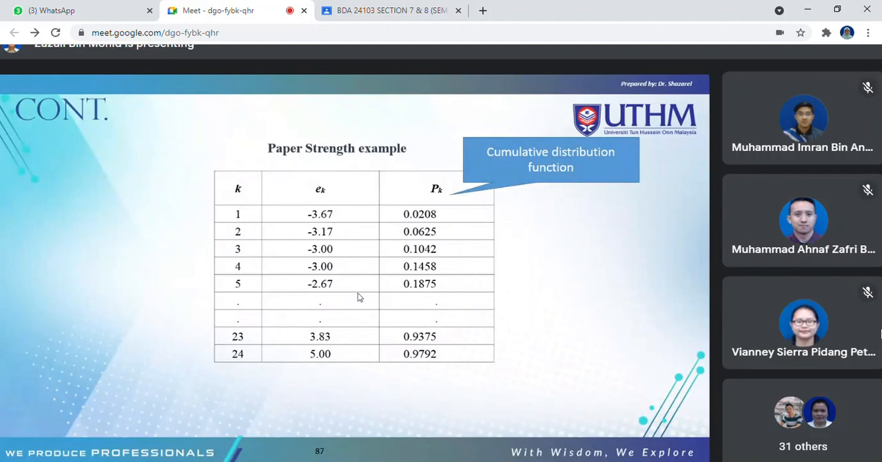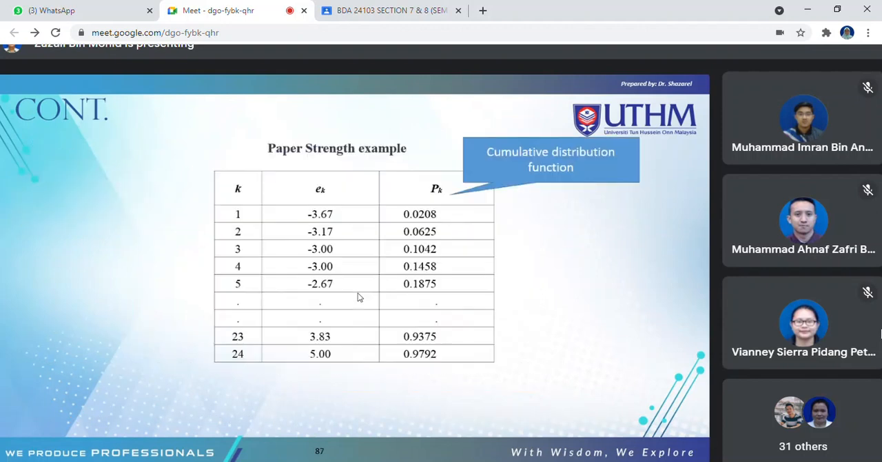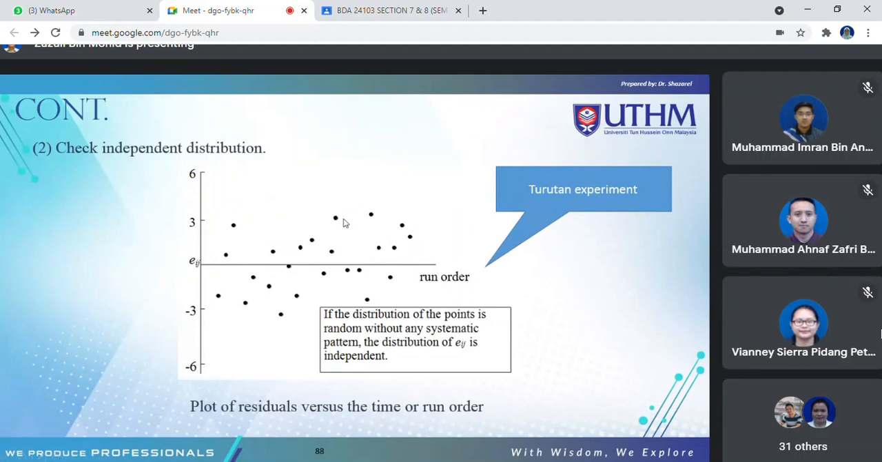So to plot a graph of EK and PK, you have to produce a table. So this is a table. We have the first data until the 24th. We can calculate the EK and also calculate the PK. PK is a cumulative distribution function. And we can check the independent distribution. We can plot it like this. If the distribution of the points is random without any systematic pattern, the distribution of Eij is independent.